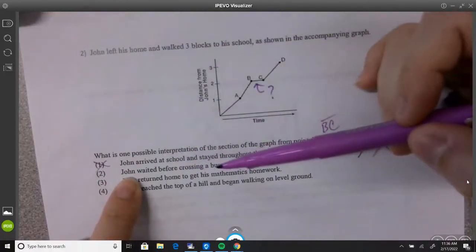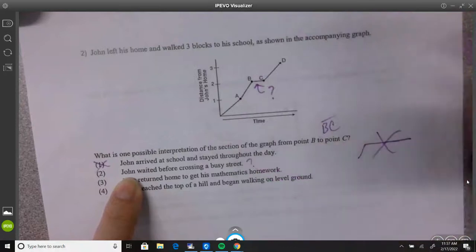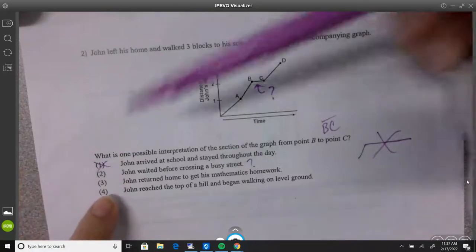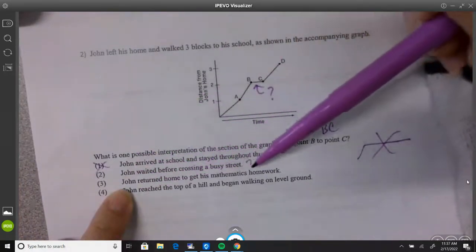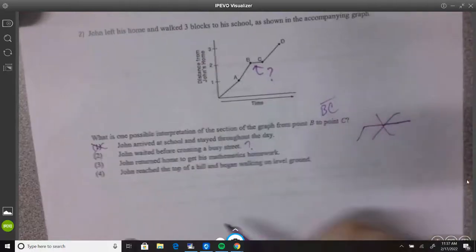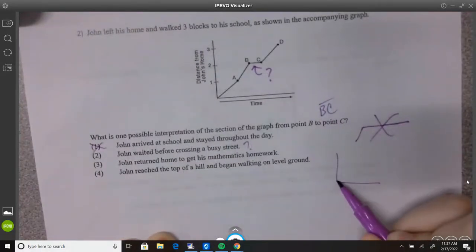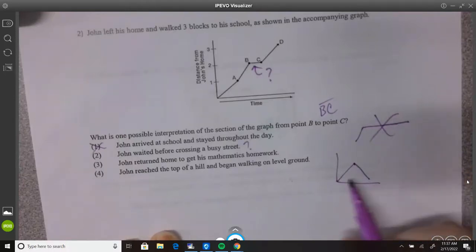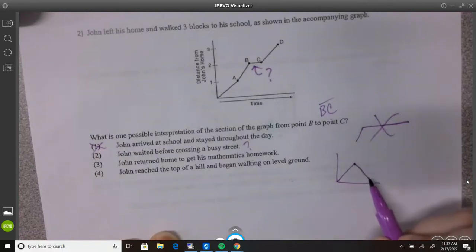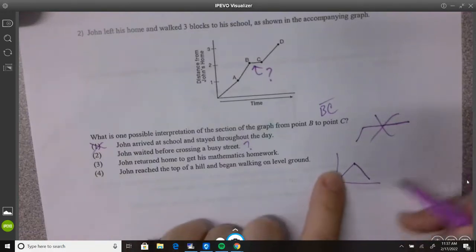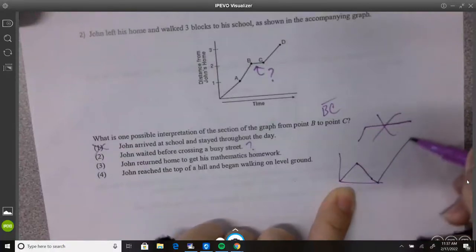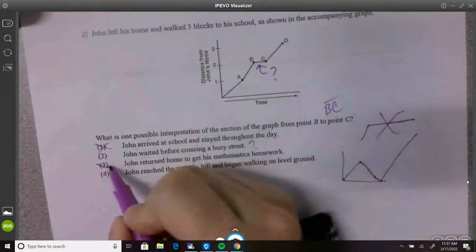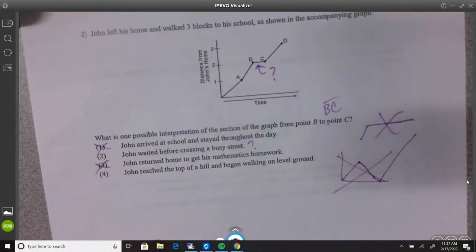2, John waited before crossing a street. I mean, that's a possibility. On his way to school, stoplight, had to stop. 3, John returned home to get his mathematics homework. So, looking at that, if John had left and then returned home, he would have had to return back, so that he would have lost distance. He would have had to go back towards the origin, and then he would have had to leave the house again. And our graph does not look like this. So that means 3 is not a possibility.